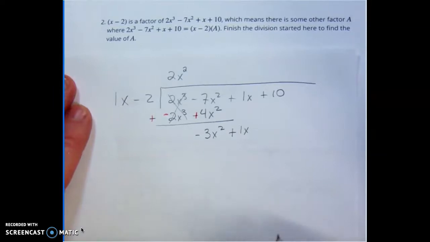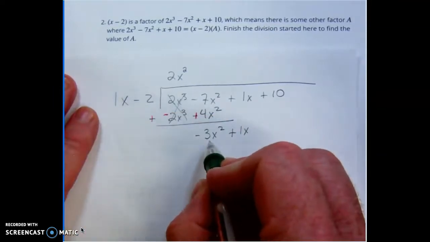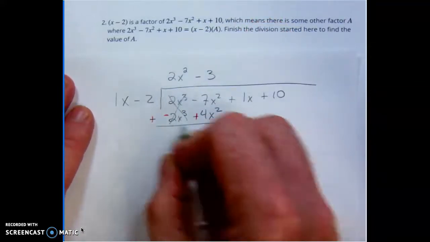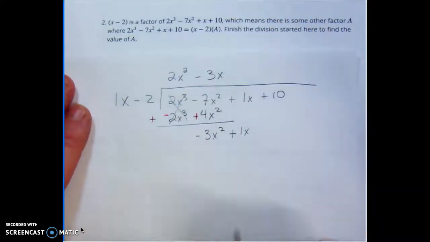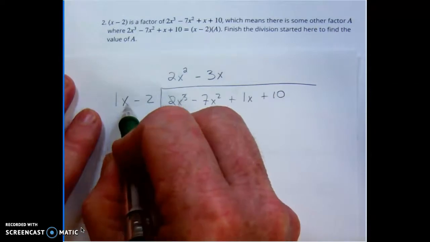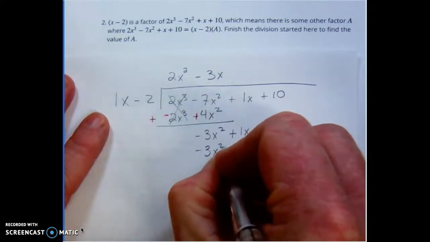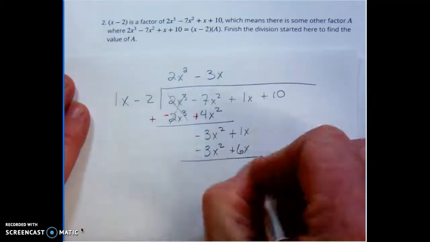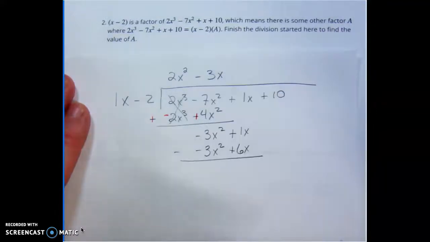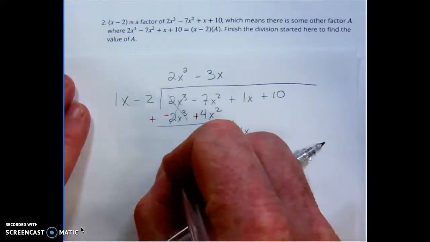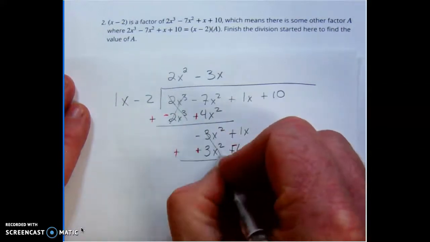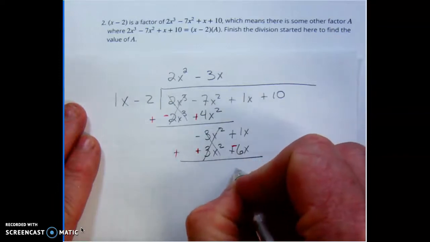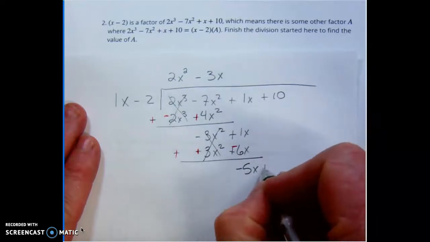Now we do it again, we repeat. 1 times what gives us negative 3? Well, that's negative 3. And I want 2 x's, x to the second. I already have 1, so that means I need 1 more. So now we're going to go negative 3x times 1x is negative 3x squared. Negative 3x times negative 2 is positive 6x. I'm ready to subtract, which really means change my signs and add it up. So negative 3x squared, positive 3x squared adds up to 0. Positive 1x and negative 6x is negative 5x, and we got our plus 10.